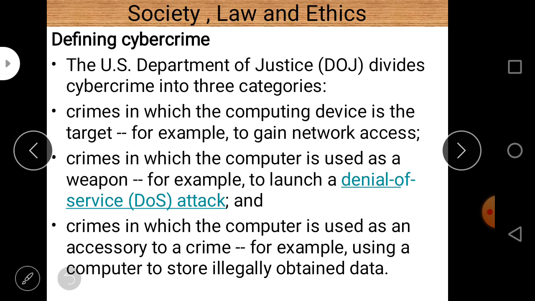First, crime in which the computing device is the target, for example, to gain network access. Second, crime in which the computer is used as a weapon, for example, to launch a denial of service attack, also called a DoS attack. And third, crimes in which the computer is used as an accessory to a crime, for example, using the computer to store illegally obtained data.